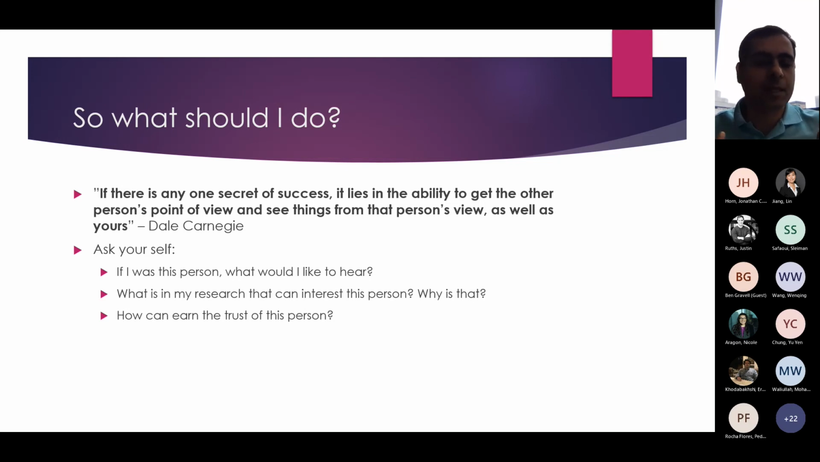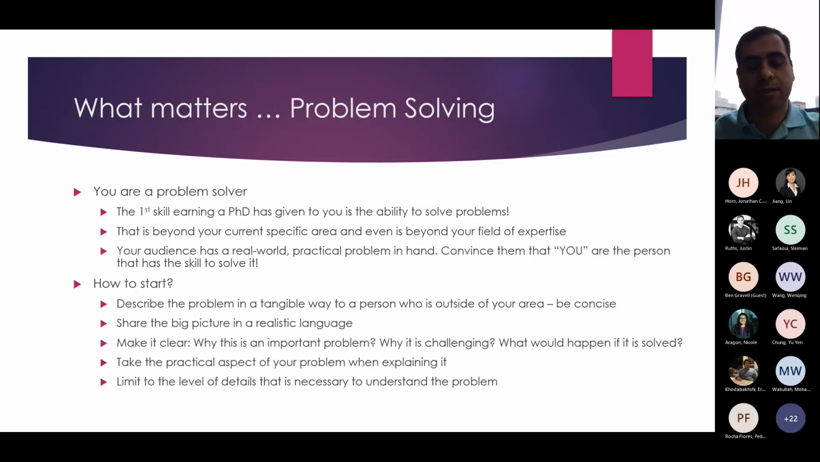That is not applicable just to research, but to anything else we do with anybody else. So not just presentation. It's a life lesson. Put yourself in the other person's shoes, and see what they are interested in. So in the next slides, we will move through this a little bit.